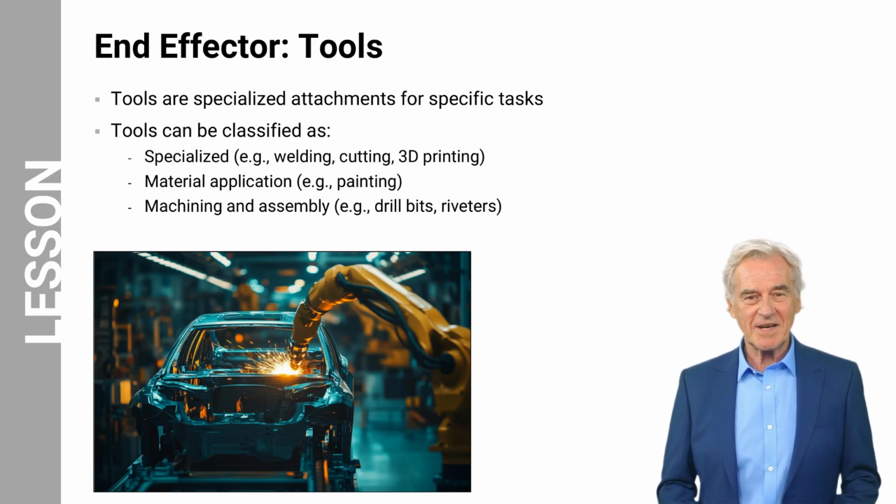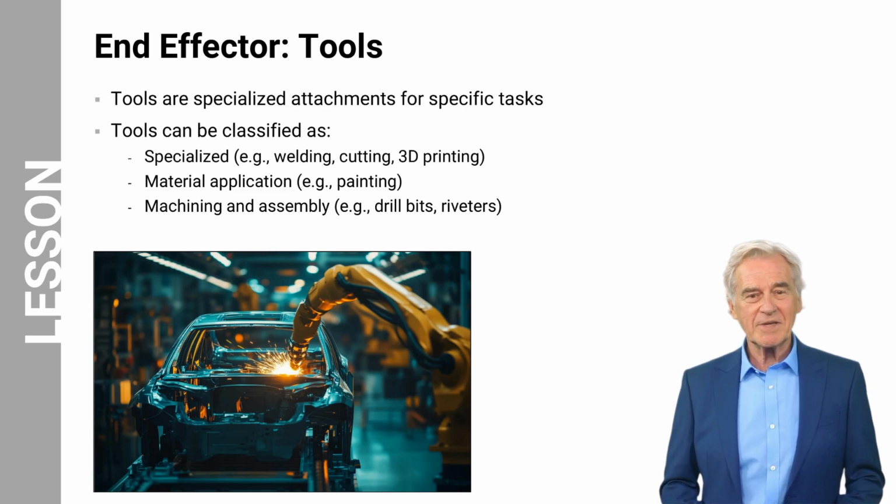In the specialized classification, welding tools are specifically designed for welding operations, cutting tools for cutting materials, and 3D printing tools are used in 3D printing processes. Material application includes tools for handling materials, such as paint nozzles for applying paint to car parts. Tools used in machining and assembly processes include drill bits, screwdrivers, and riveters.